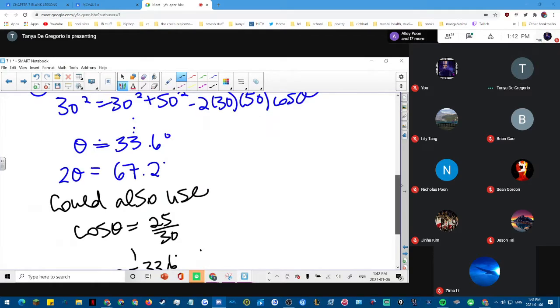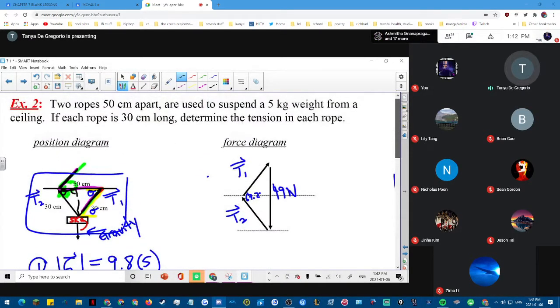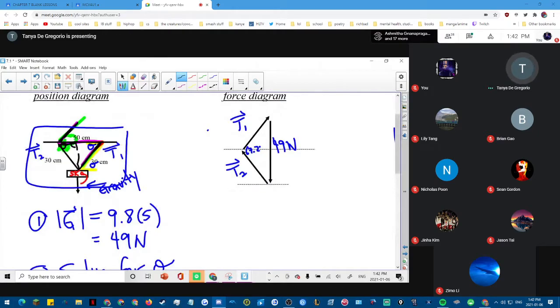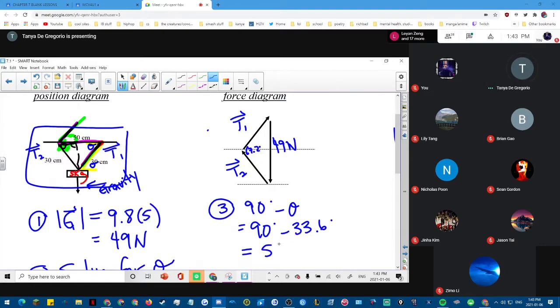Good. Okay, so we found our angle. What can I do next? Am I ready to go ahead and solve? Solve for another angle. Yeah, I need to solve for another angle. Good. So how can I do that? T1 with the horizontal is theta. And then you do 90 minus that. Good, excellent. Okay, and I'll call that theta 1.